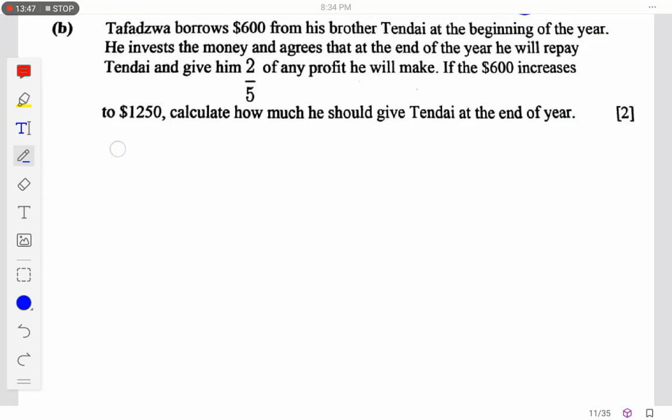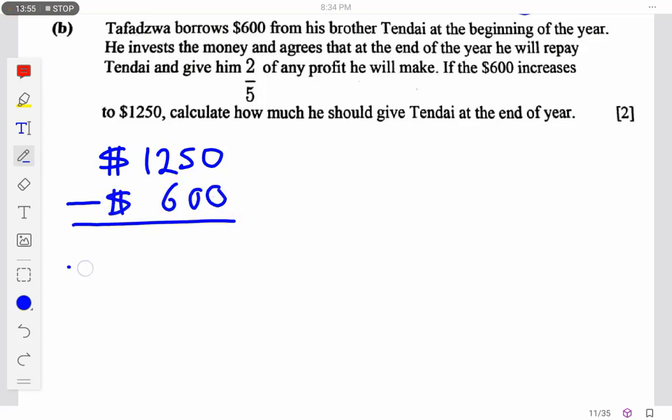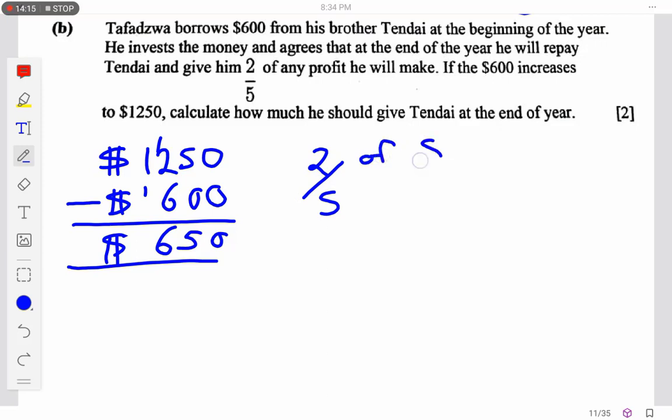Okay, so first of all, we can subtract and see the profit. So I'm going to subtract 1,250 minus the 600 which was given there. Okay, subtracting this, I'm getting 0.5. Then here I've got a 6. So this is the profit that Tafadzwa made. Okay, now from this profit, that's where Tafadzwa is going to give 2/5 of that amount of 650 to Tendai.